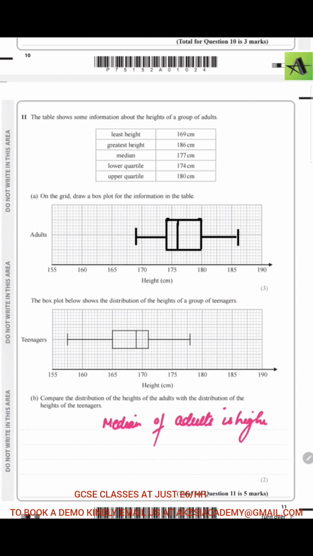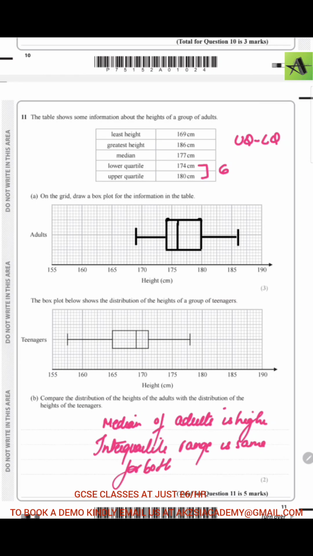Second, I can say the interquartile range is exactly the same. Interquartile range is upper quartile minus lower quartile. So here upper quartile minus lower quartile is 6. And also I can see 165 and this is 172, which is again 6. So the interquartile range is the same for both.